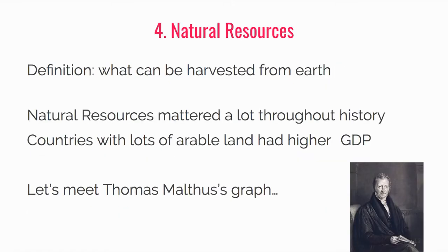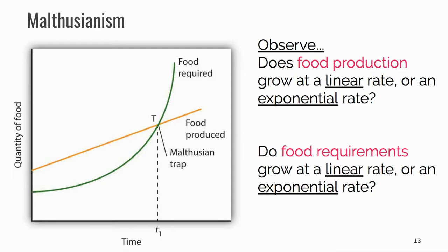Our fourth and last resources are natural resources, which is what we harvest from the earth. Throughout history, natural resources played an important role in economic growth. Countries with arable, which means fertile, land had higher GDP. And this fact is actually the basis for economist Thomas Malthus's theory about natural resources and their effect on the economy. Let's take a look at it.